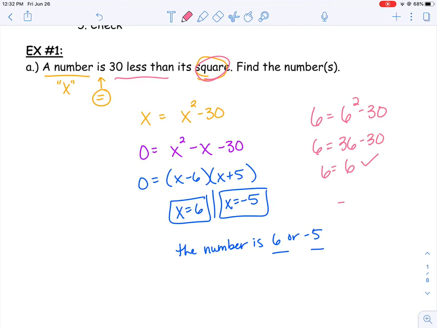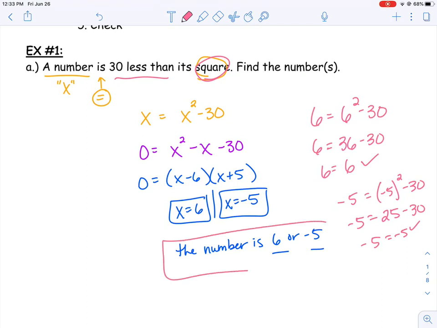Do the same thing for negative 5. If I take negative 5 and square it, be careful with squaring your negatives, put it in parentheses, and then I take 30 less than that, let's see if it equals the number. Negative 5 squared, negative 5 times negative 5 is positive 25, minus 30 is negative 5. So it checks out too. So then I know that my answers are correct. My number could either be 6 or negative 5, and it would satisfy the requirements.